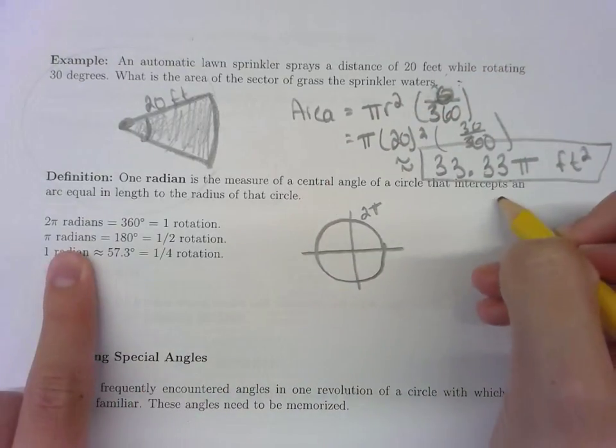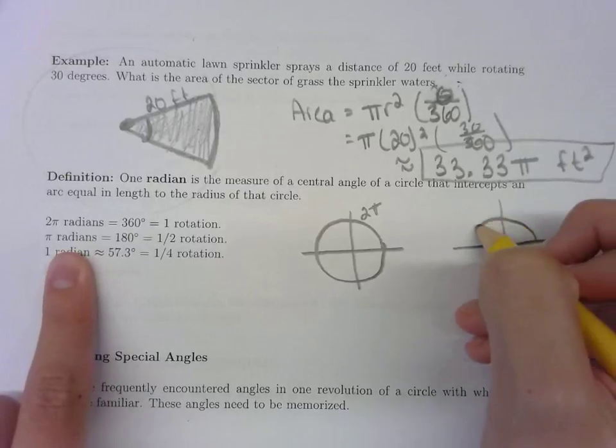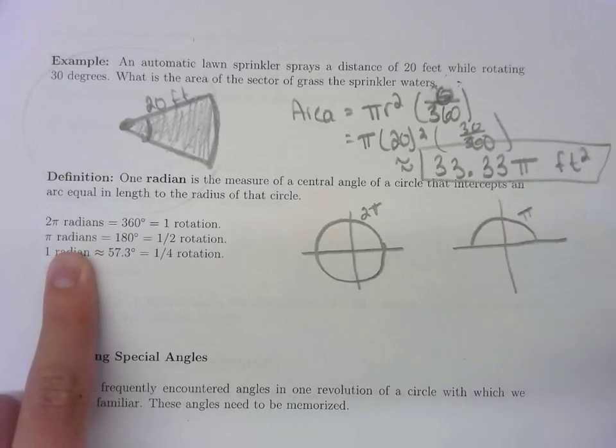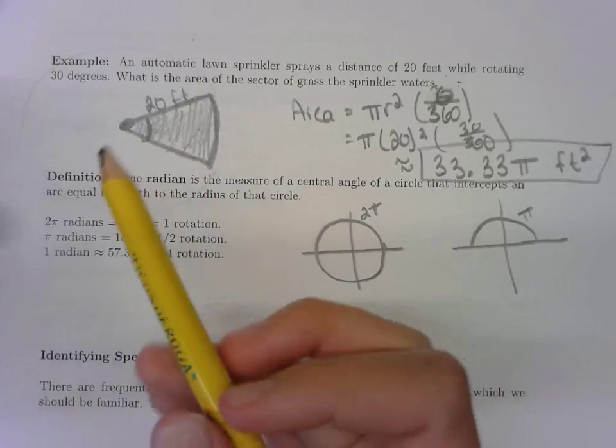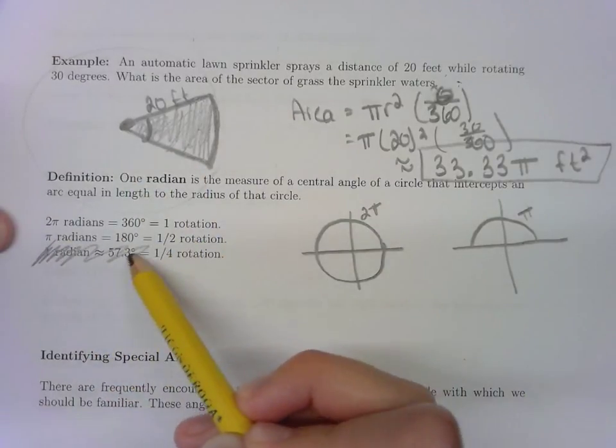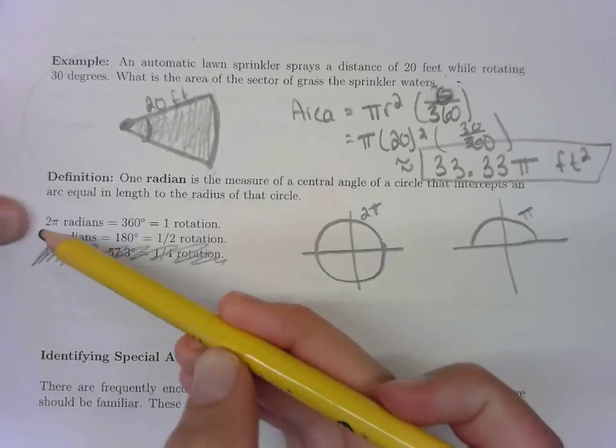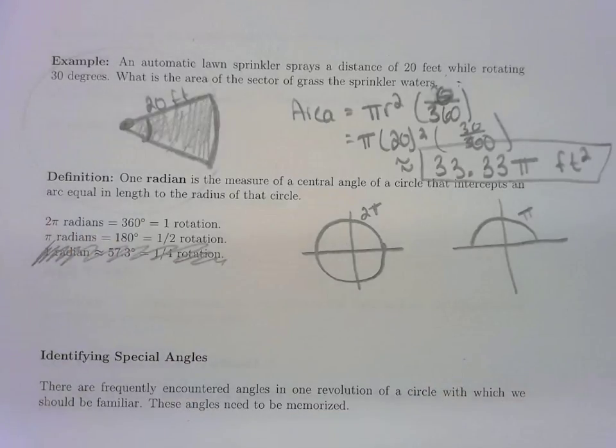Pi radians is just half a rotation, or it's the same as 180 degrees. So that would be pi. 1 radian is about 57.3 degrees, which we're not going to look too much into. We really don't look at specific radians. We look at pi radians, 2 pi radians, pi over 4 radians, pi over 3 radians. We really look at numbers with pi for radians.